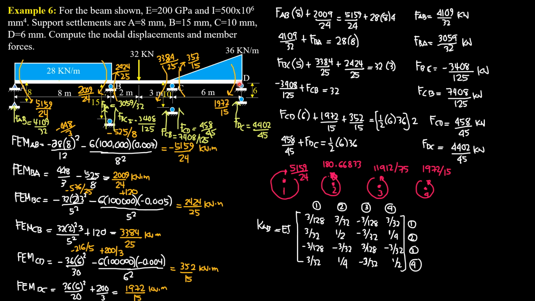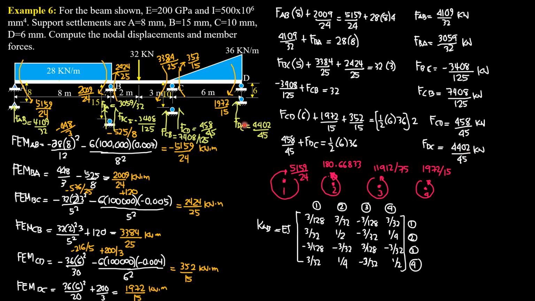Summation of moment about C equals 0. FCD times 6 plus 1972 over 15 plus 352 over 15 equals the moment of the load, 1/2 times 636 times 2. So FCD is positive 458 over 45. Then summation of forces in Y, 458 over 45 plus FDC equals the load, 1/2 times 636. So FDC is 4402 over 45 as shown in the figure.